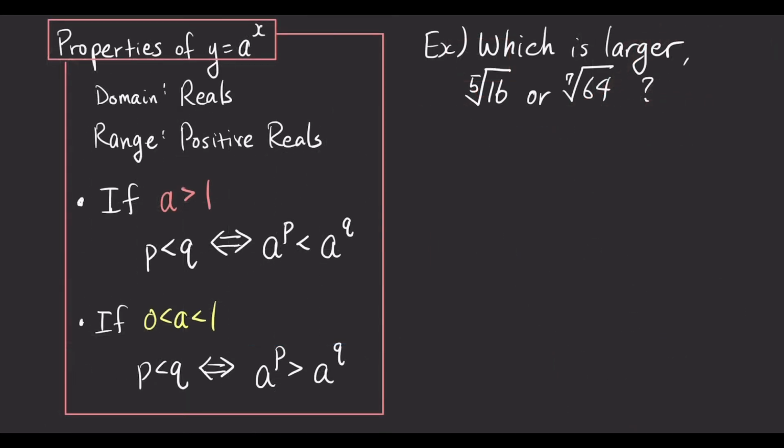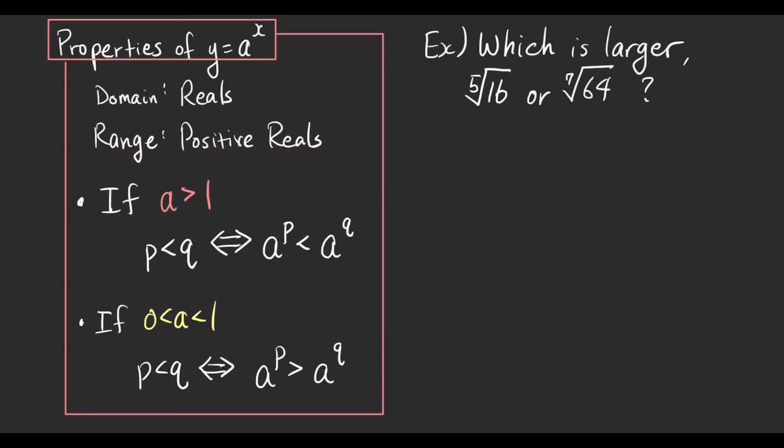Okay, so let's check some of the properties of exponential functions, like y equals a to the x. First of all, the domain is the reals. This just means, in Japanese, 定義域が実数全体. And the range, 値域, is positive reals, 正の実数.